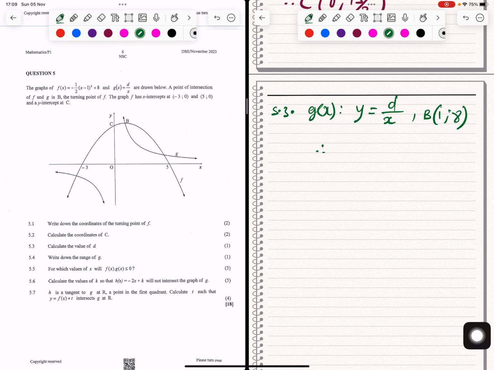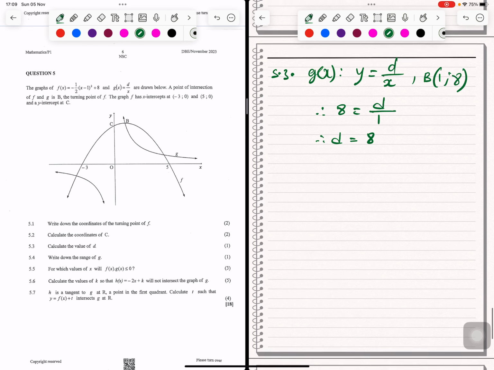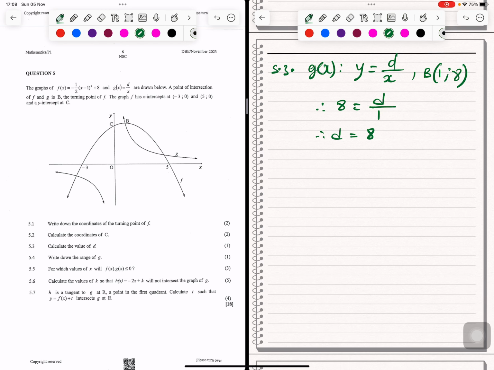Now, y is 8 at that point. D is what you are looking for, and then you have 1. So therefore, D is equal to 8. Like I keep saying, this paper was very easy. Look at this, it doesn't even take half a second.